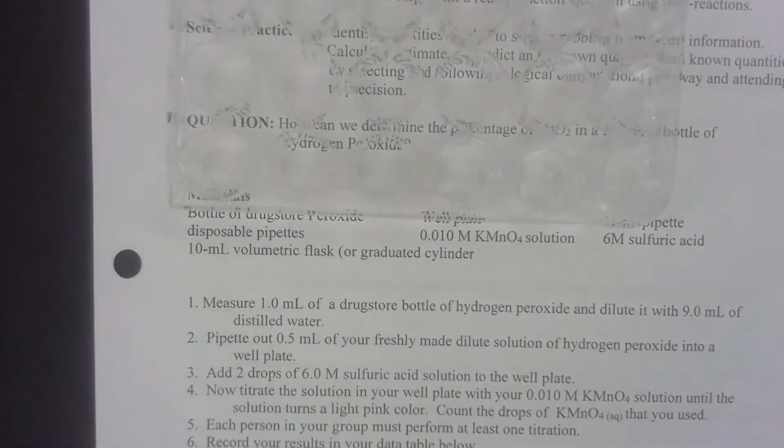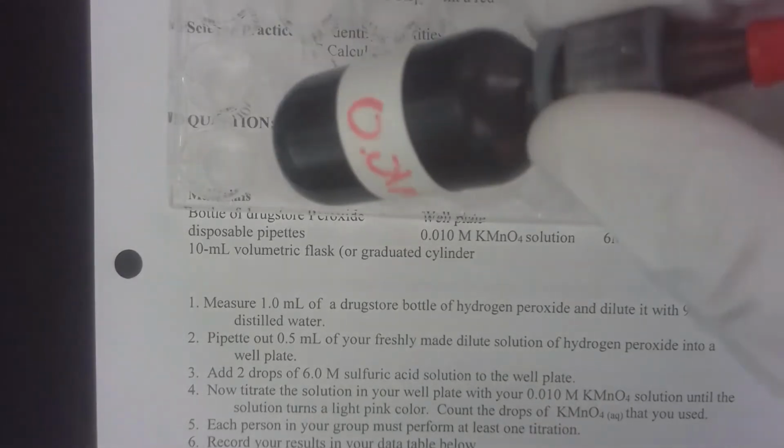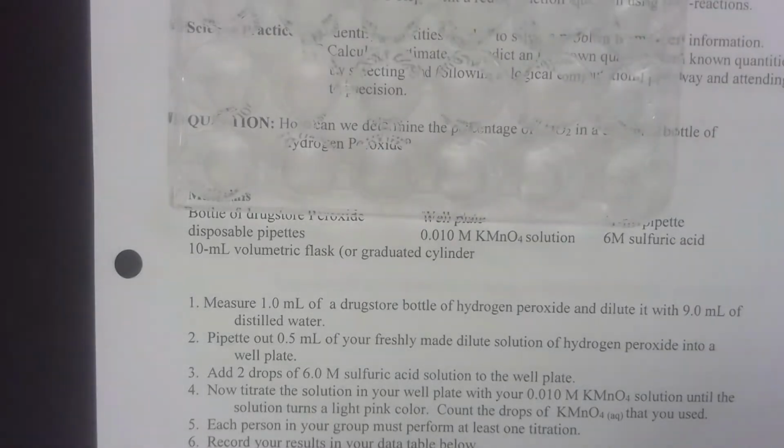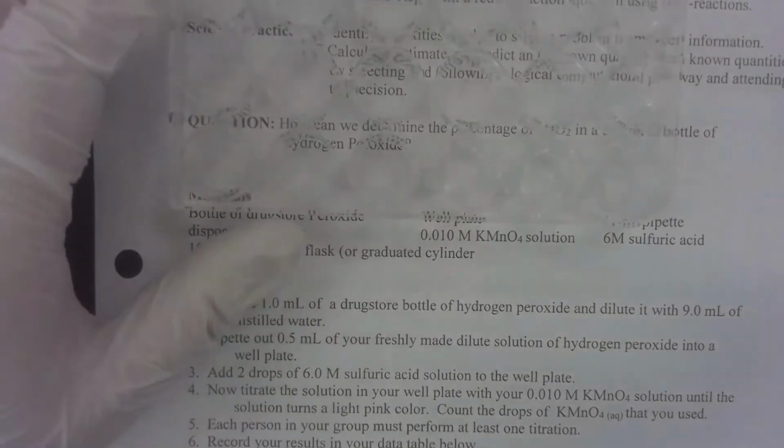What am I going to titrate it with? Each person in your group should be titrating with 0.01 molar KMnO4 solution. This is it. It is a purple solution. KMnO4 has permanganate ion in it, and MnO4 minus is a purple color. You remember why it's purple? Yep, that's right. Manganese is a transition metal. All right, so let's see how many drops it takes. We'll try the first one.